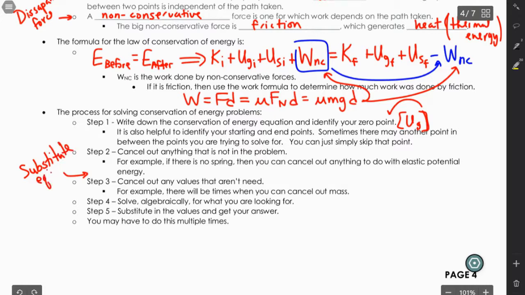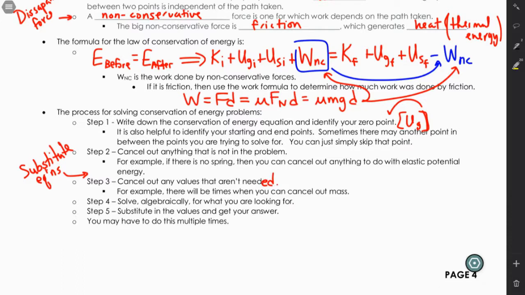Right, so if I have kinetic energy left over and I have gravitational potential energy left over, we're going to substitute those equations in and then go to step 3, where it says cancel out any values that aren't needed or aren't there. Okay, sorry about all the grammatical mistakes.